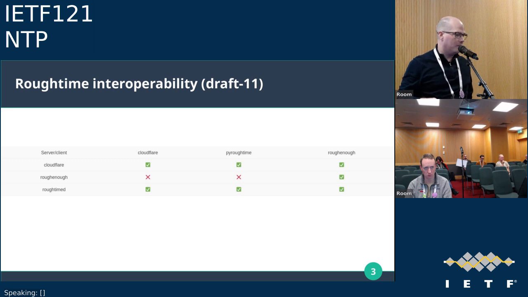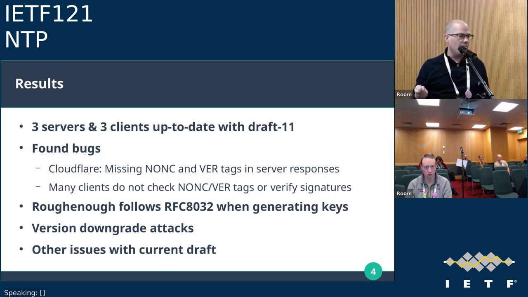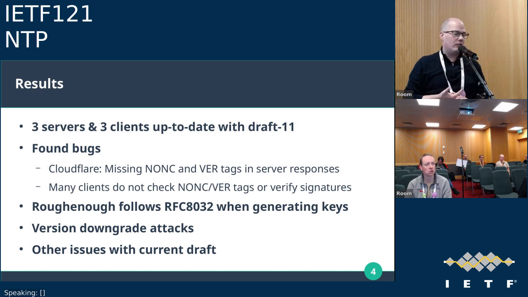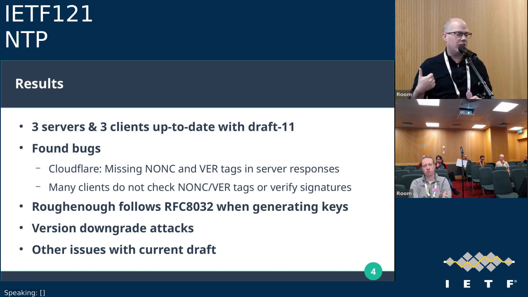So next slide. The main results here then are we have 3 servers and 3 clients up to date with Draft 11. We found a couple of bugs in some of them. Cloudflare's implementation was actually missing some tags in its responses, but once I patched that, it worked perfectly. It turns out also that a lot of clients don't check the contents of the nonce and version tags in the responses or verify the signatures in the responses.